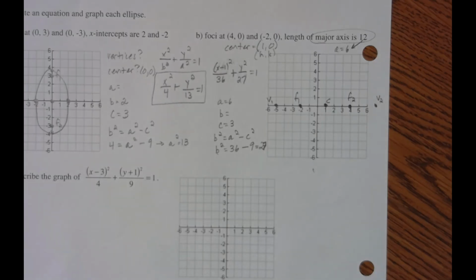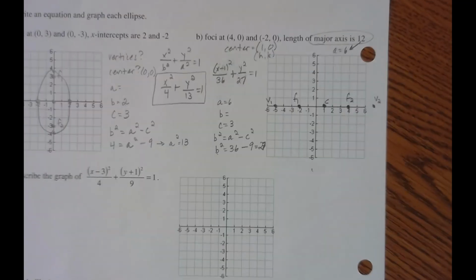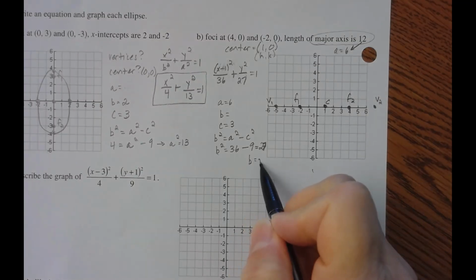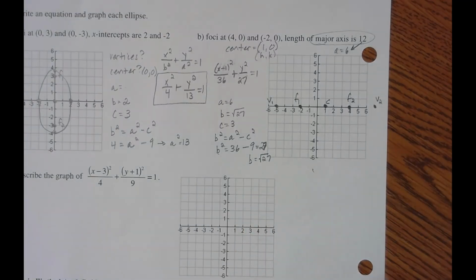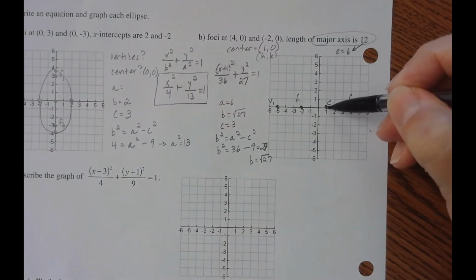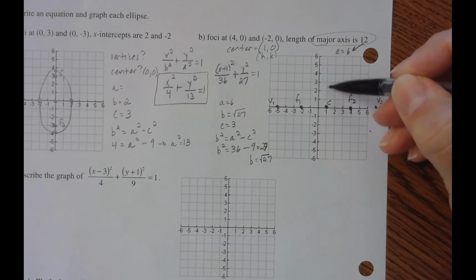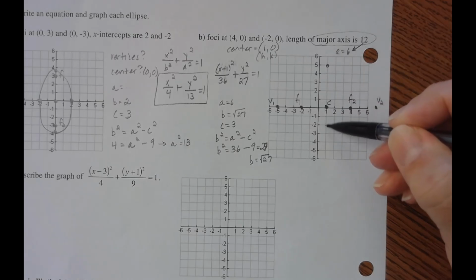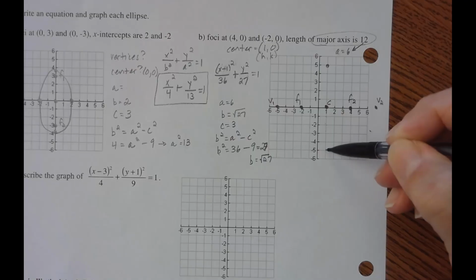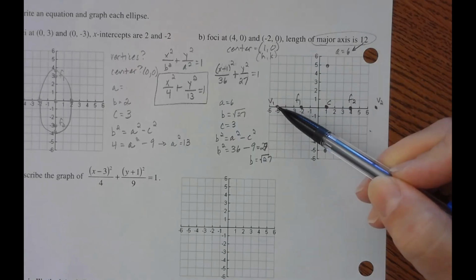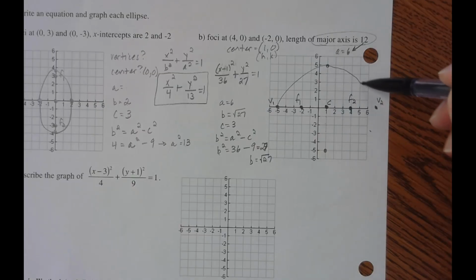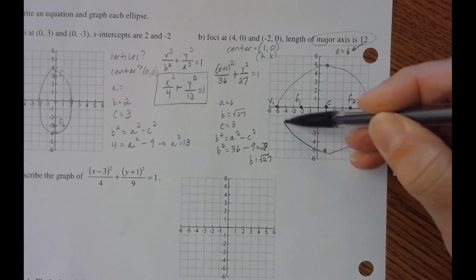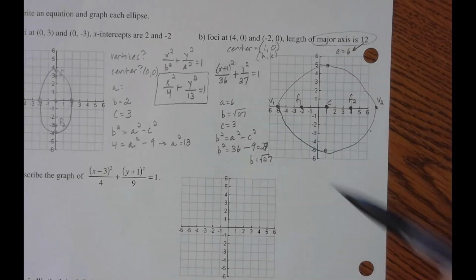Now, if I want to finish the graph, half of the minor axis will be the square root of 27, which is a little bit more than 5. So from the center, make sure you're at the center here, go 1, 2, 3, 4, up 5, and 1, 2, 3, down 5. This is really close to being a circle. a and b are really close to being equal.